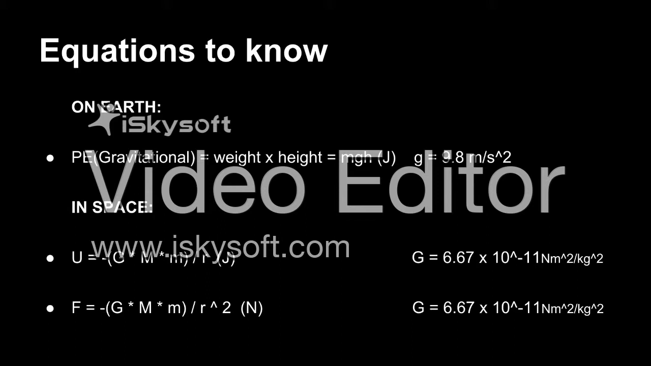Force, or F, equals negative G times mass 1 times mass 2 divided by r squared, and this is in newtons. G is also 6.67 times 10 to the negative 11 newton meters squared divided by kilograms squared.